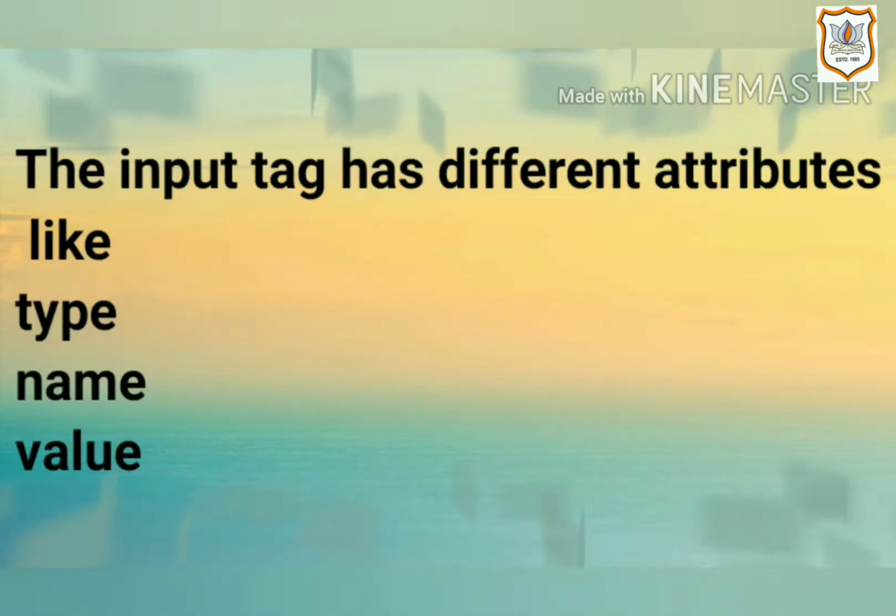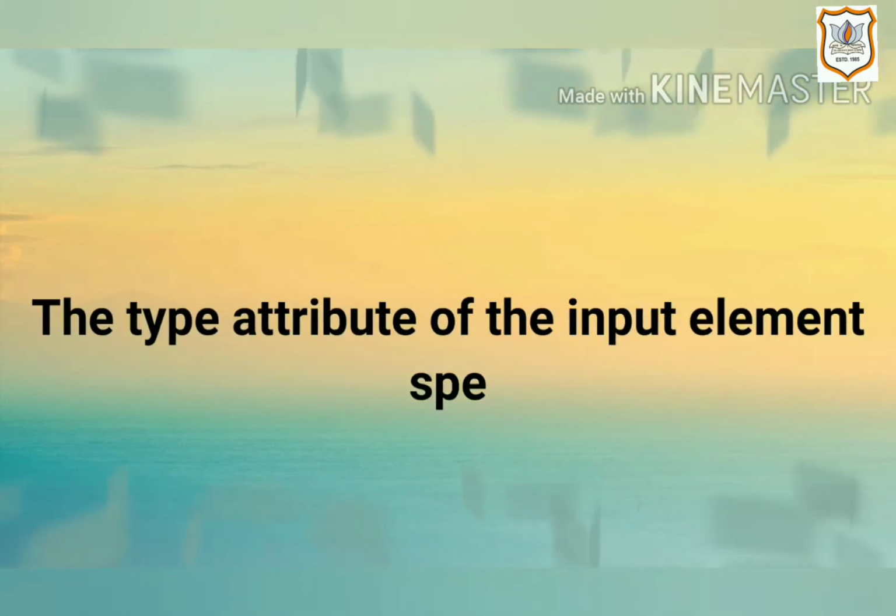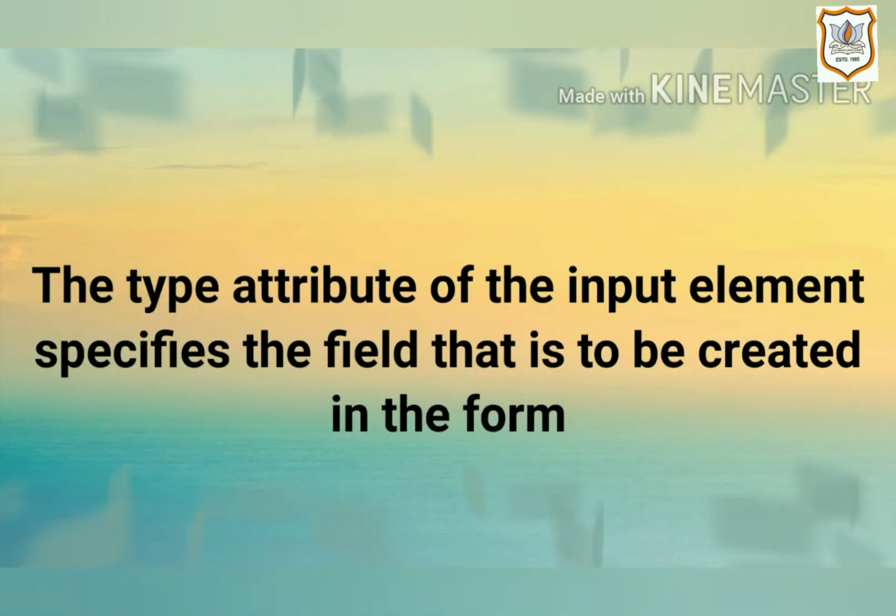The input tag has different attributes like type, name and value. First one is the type attribute. The type attribute of the input element specifies the field that is to be created in the form. Example, if you create a text field in the form, you have to write input type equal to text. It means text is the field.